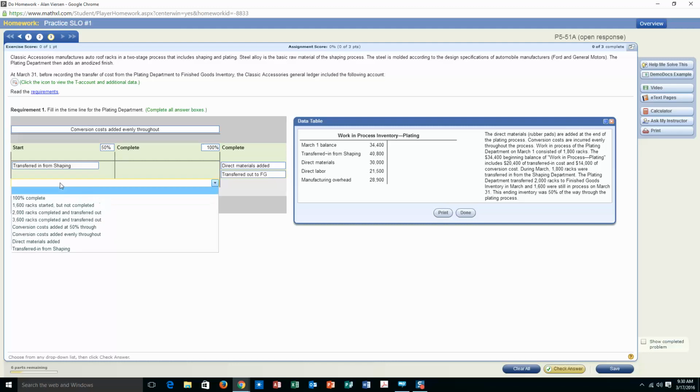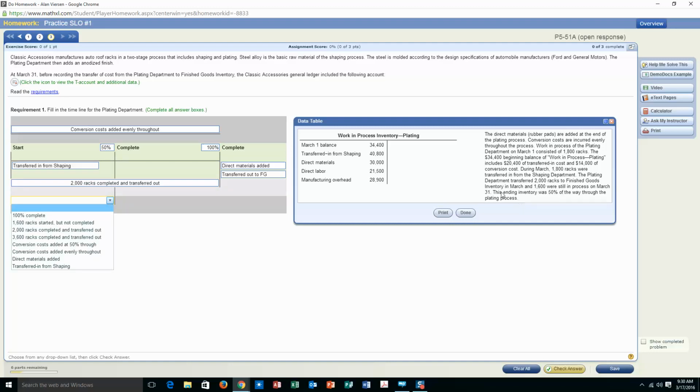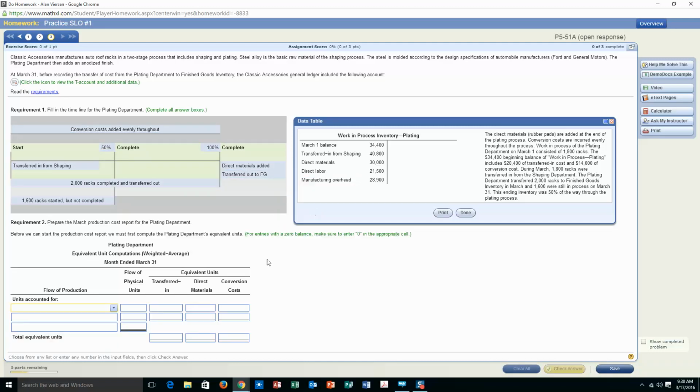This is how many are actually transferred out in this problem. It says, and I'm reading this over here, 2,000 racks will be completed and transferred out, and I'm getting all of my information from my data table and reading through the scenario. And then finally down here it says how many are in the ending work in process. That would be 1,600 racks. Check my answer. You'll have different numbers, but it'll look very similar to what I put down here.